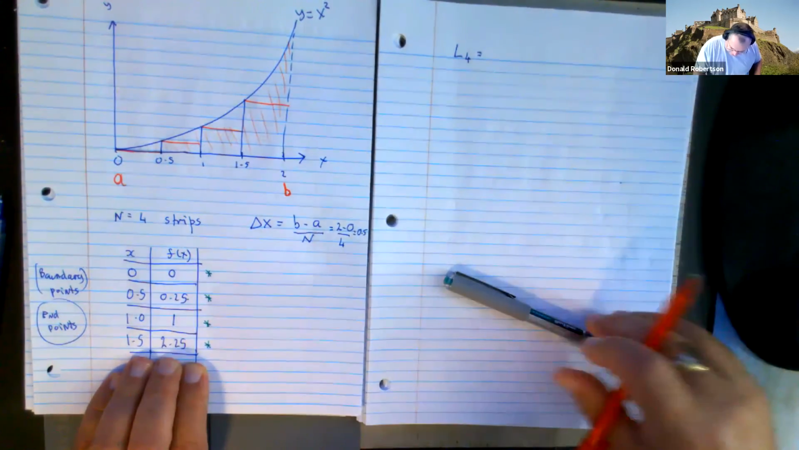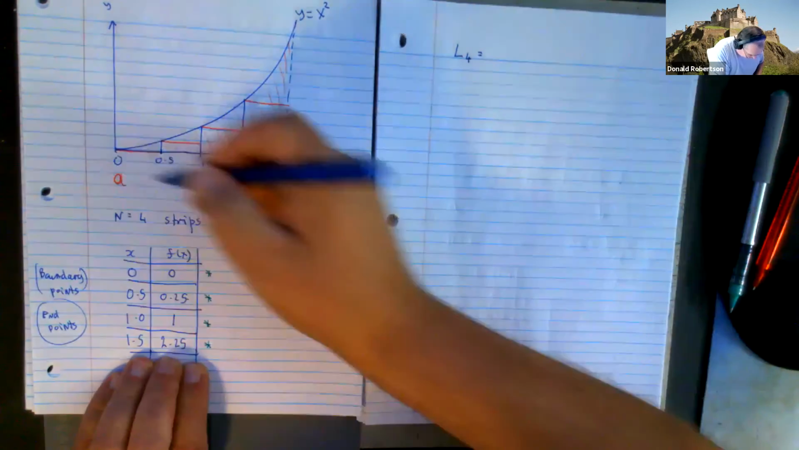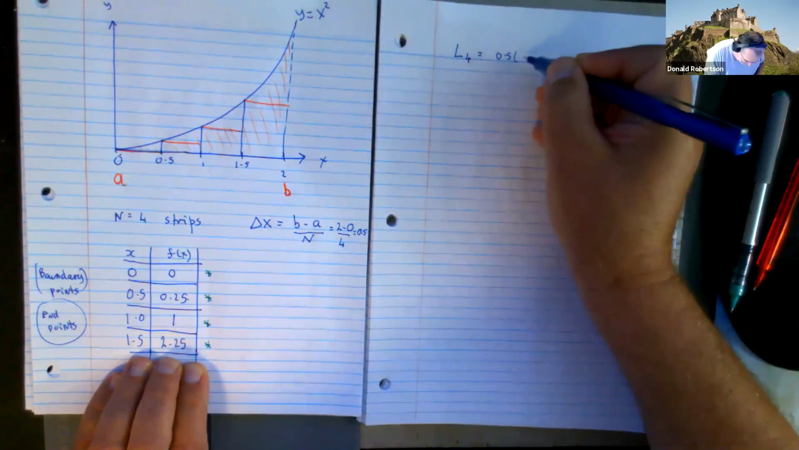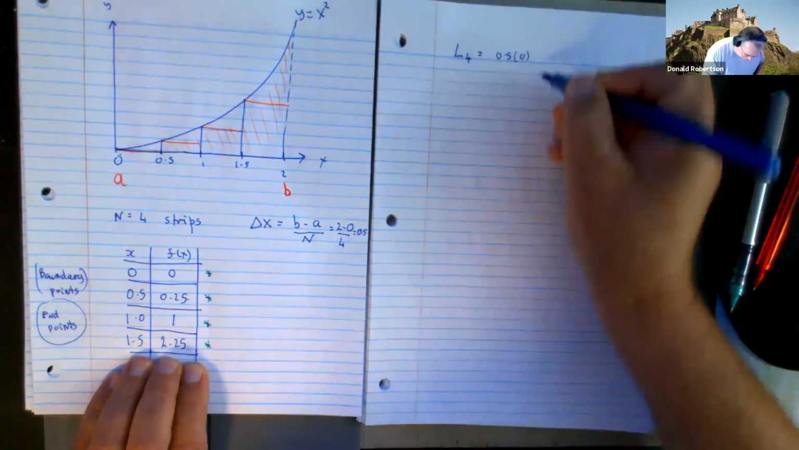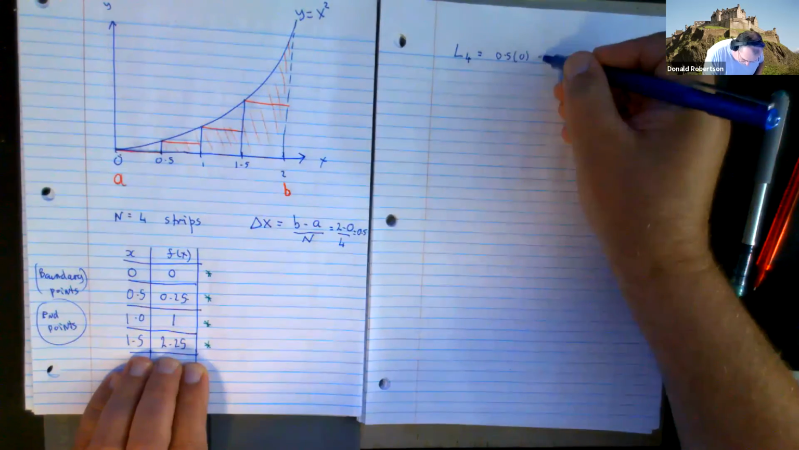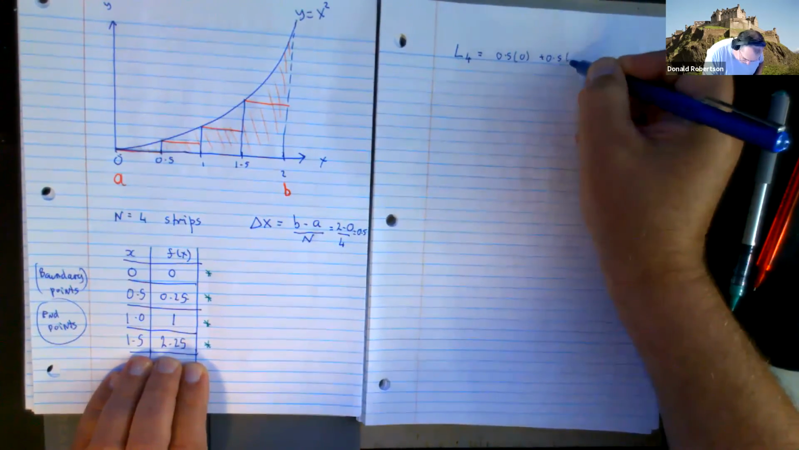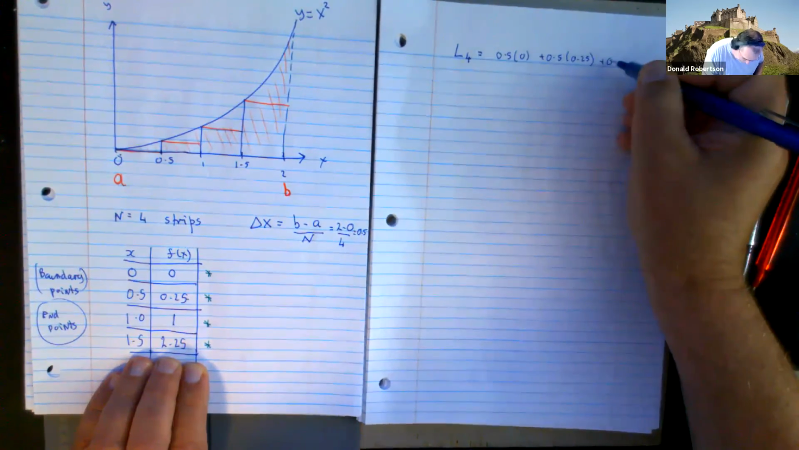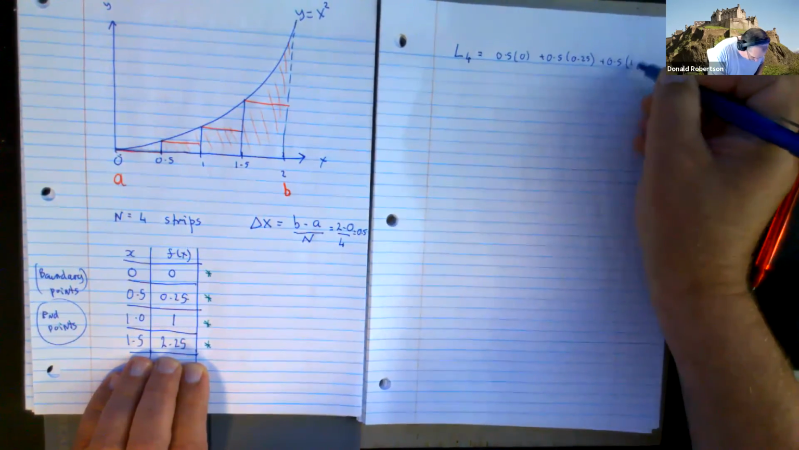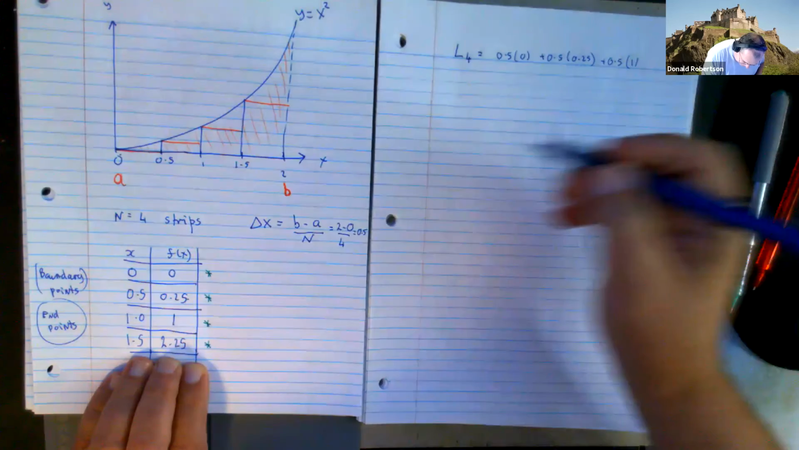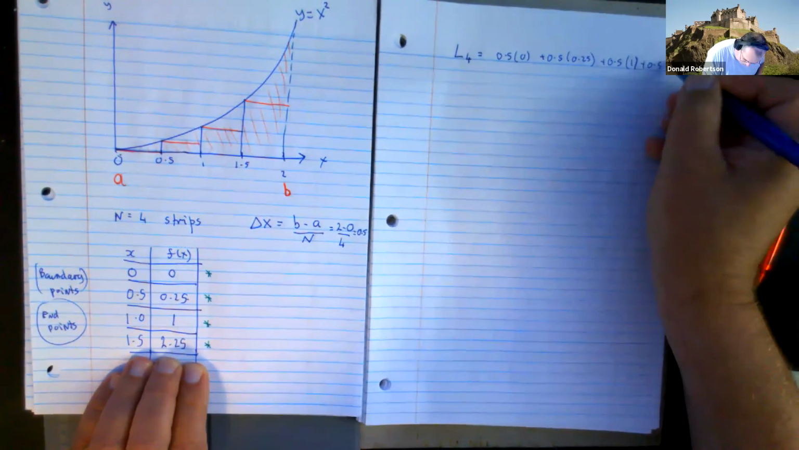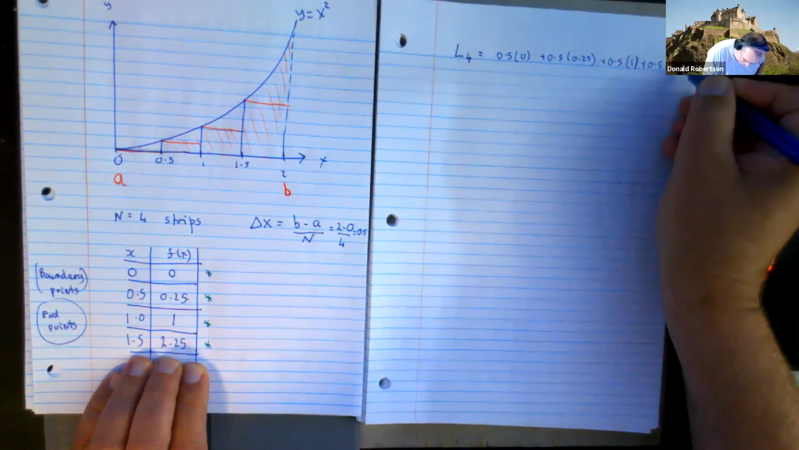So what is the area of each of these strips? Well, the width is 0.5 times the height is 0. So that's the first rectangle. Then a width of 0.5 times a height is 0.25. The same width again, but the next height would be 1. And then the last one would be 0.5 times 2.25.